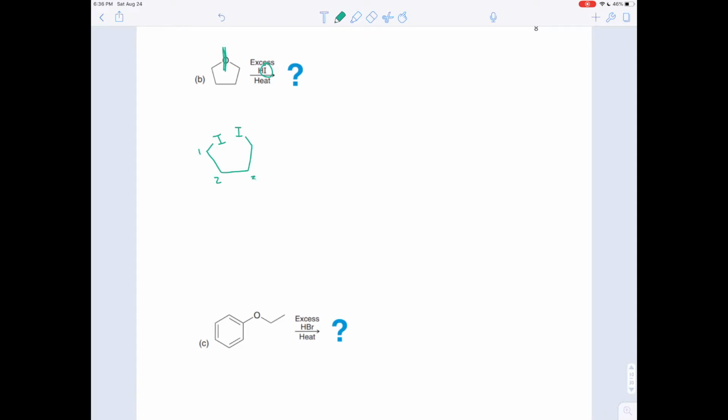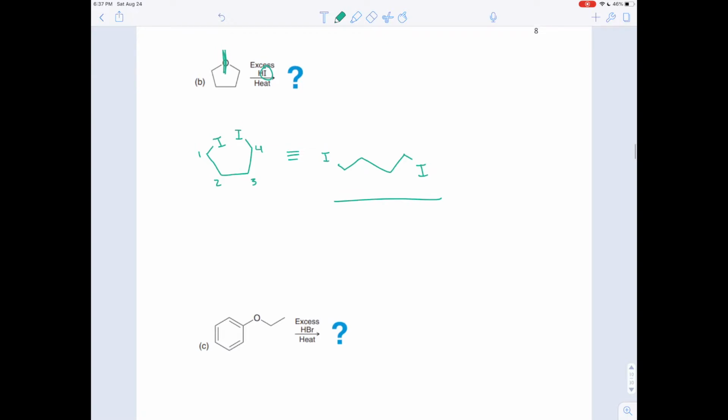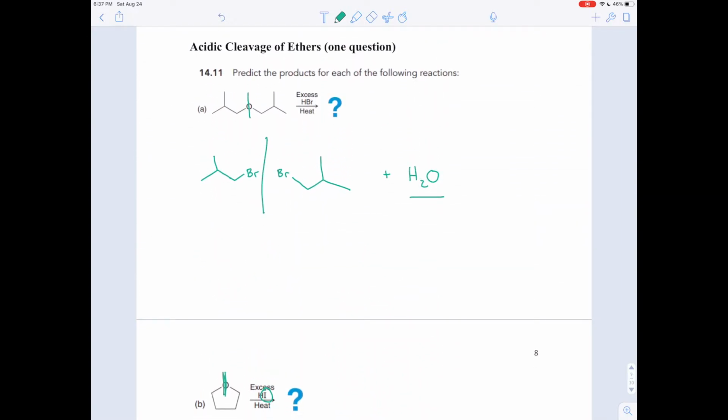Let me just look at how many carbons I have. There's 4 here, so let me redraw that. 1, 2, 3, 4. We have an iodine coming off of the first one, iodine coming off of the last one. So these are really the same thing, but this would be a more conventional way of drawing this. And how this happens is explained in the video for A, for 14.11.